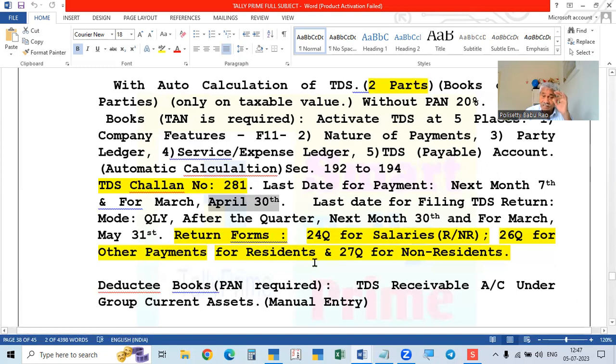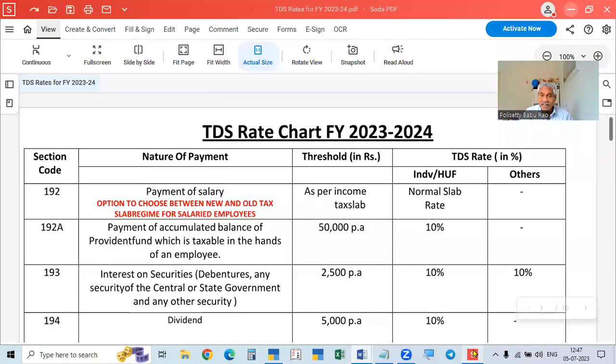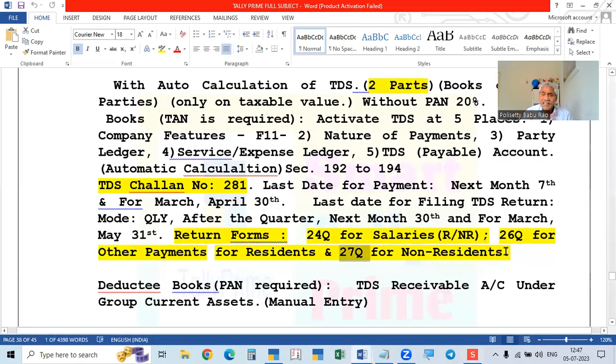The returns also have a form. For salaries, it is 24Q, whether the salaried employee is resident or non-resident. For any other payment, it is 26Q and 27Q. 26Q is for residents, 27Q is for non-residents. In the list of TDS rates, only one or two items are for non-residents, that is 27Q. All others are residents only, for which the form is 26Q. So the TDS return form is 26Q for any payment except salaries, and for salaries it is 24Q.